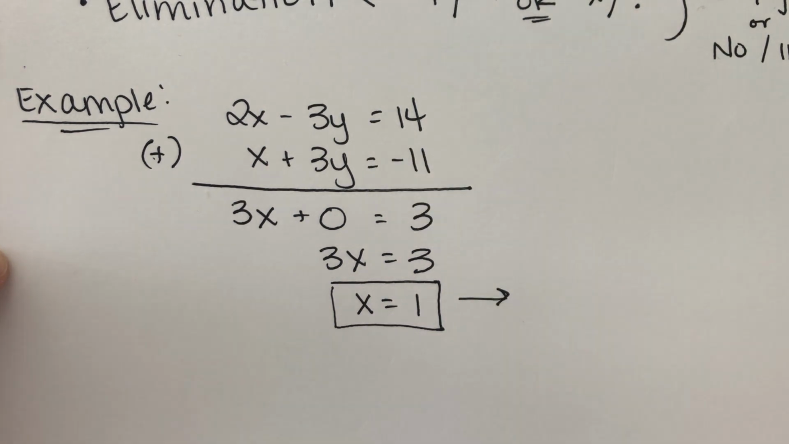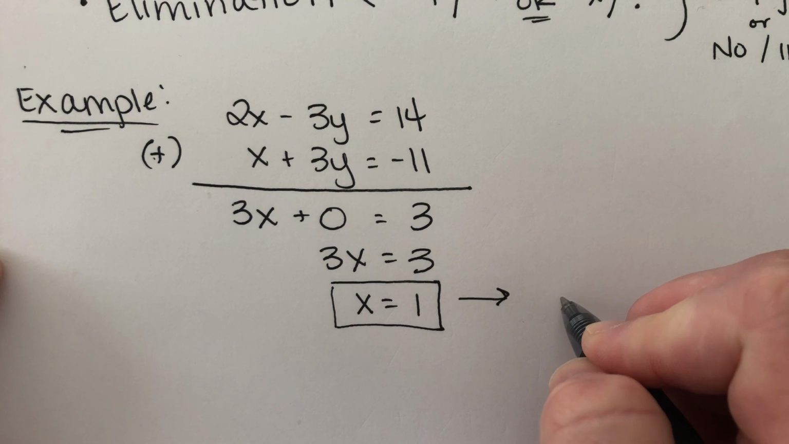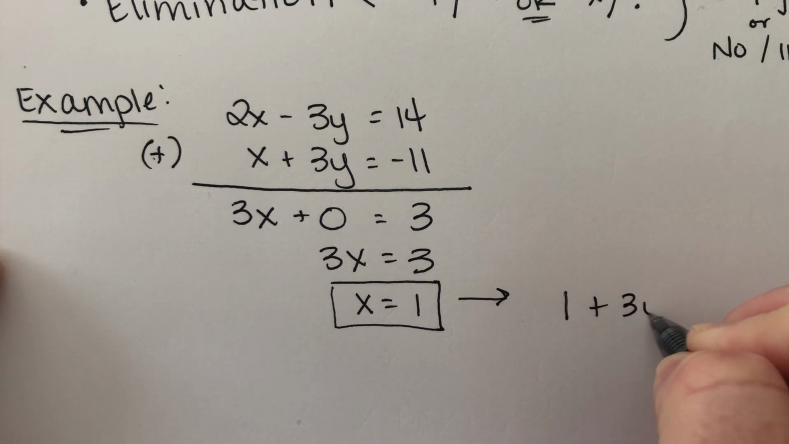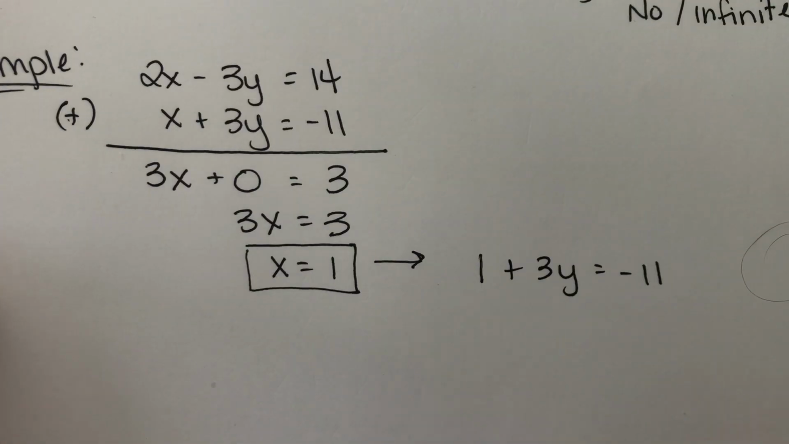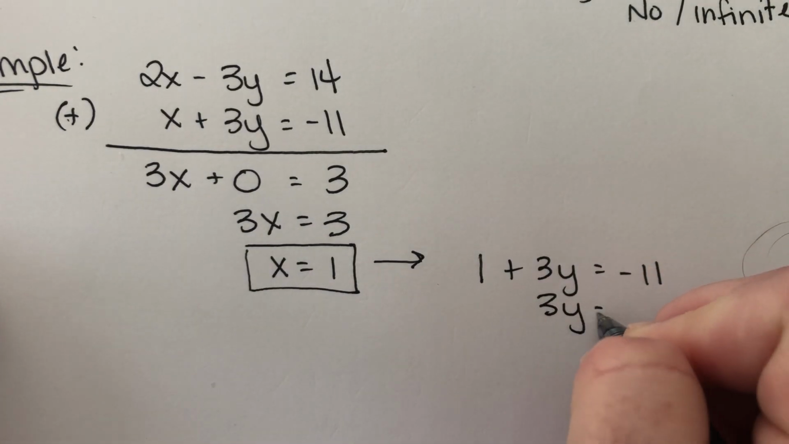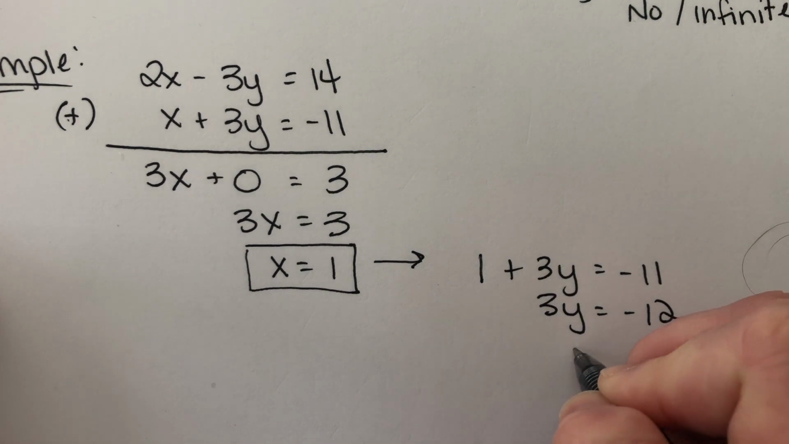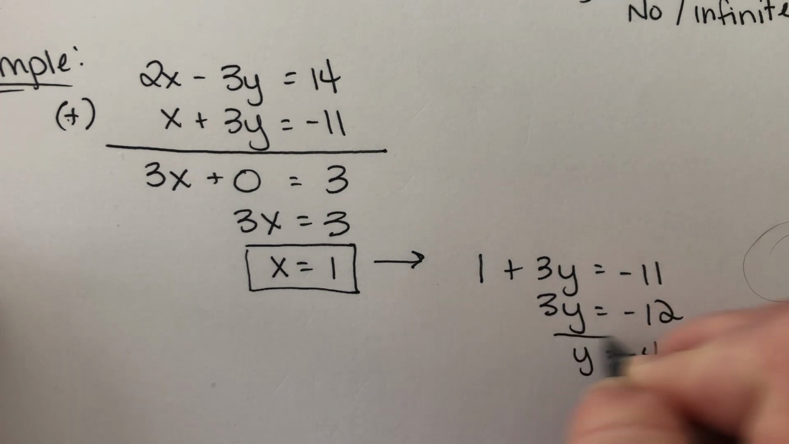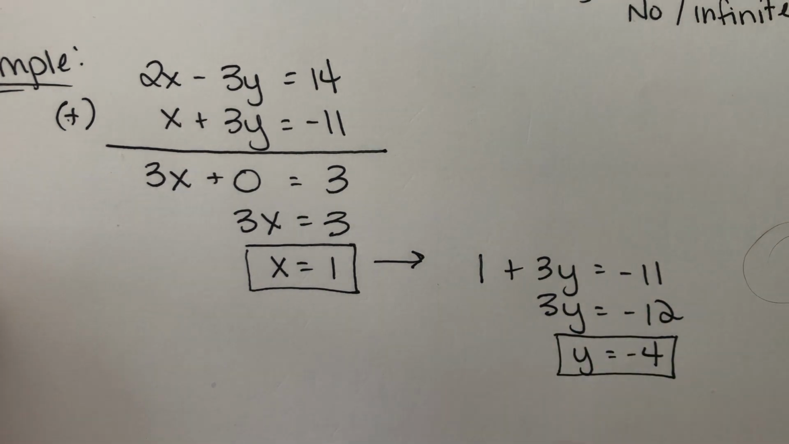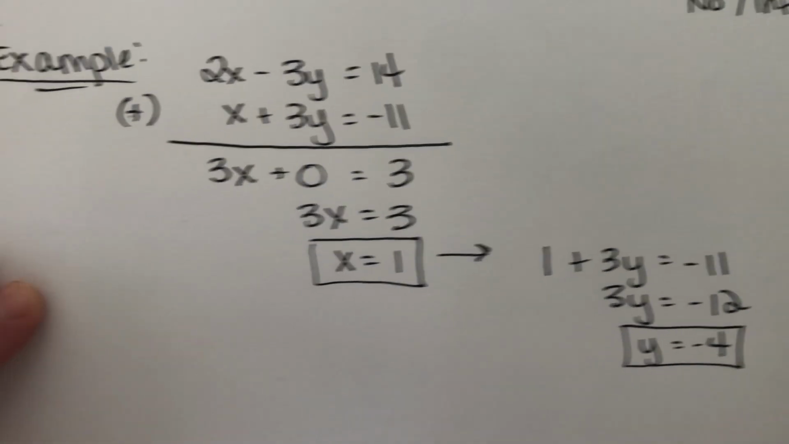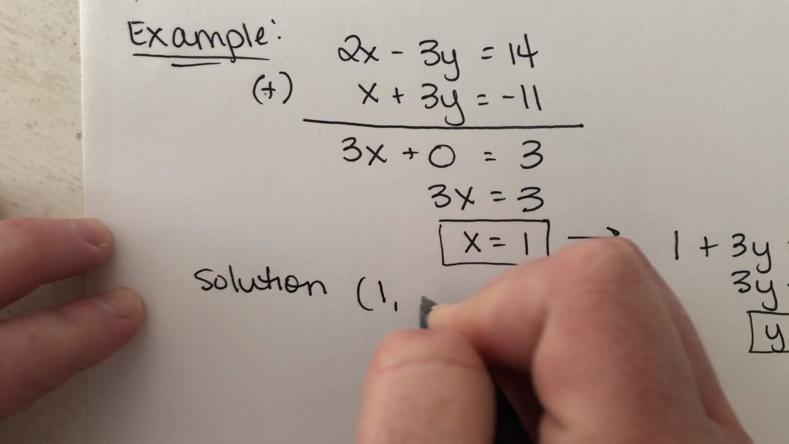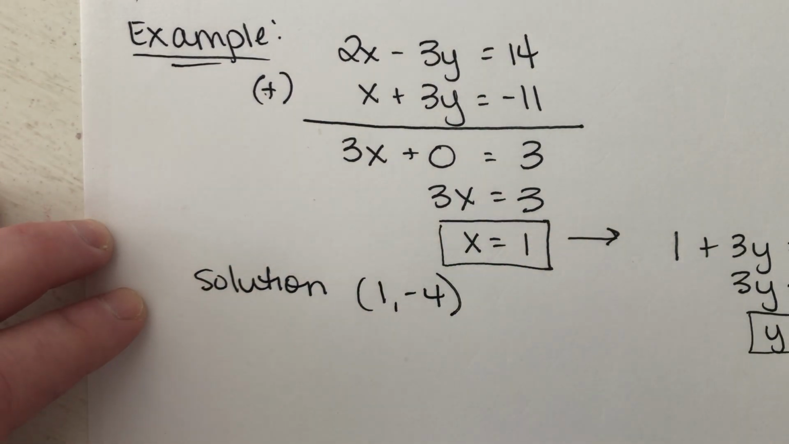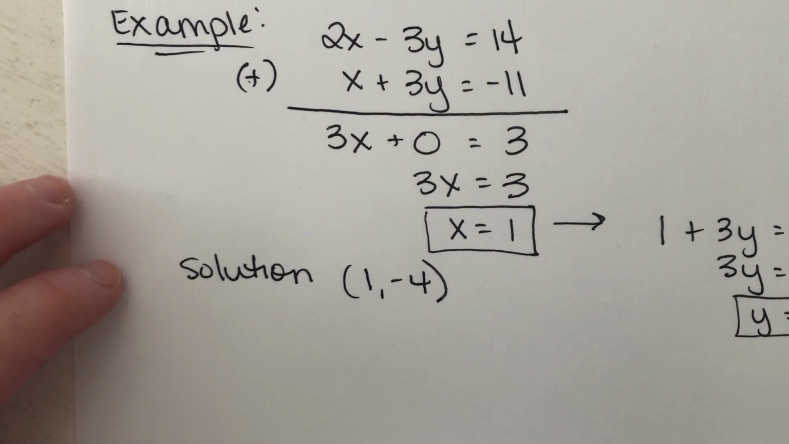So I'm going to use this first equation, and I'm going to say 1 plus 3y equals negative 11, minus 1 from both sides, 3y equals negative 12, and so y is going to equal negative 4. So my solution to this system of equations is going to be 1 comma negative 4. Solution. Okay, that's my answer.